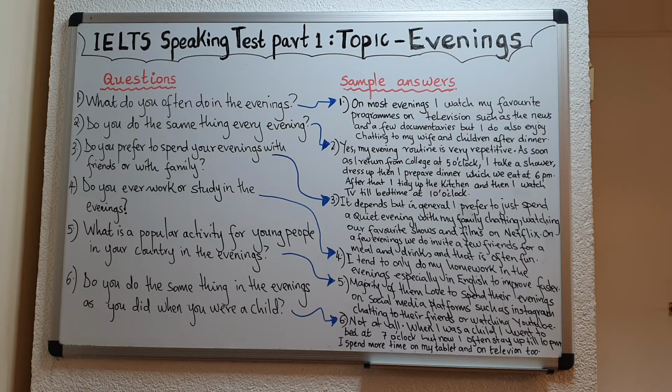Okay, now you can choose to make that answer longer. You can say, for example, I tend to only do my homework in the evenings, especially in English, to improve faster. But when I have some extra time, then I try to study other subjects such as maths and geography. This takes me about an hour or so. Okay? So that is one way that you can answer that question.